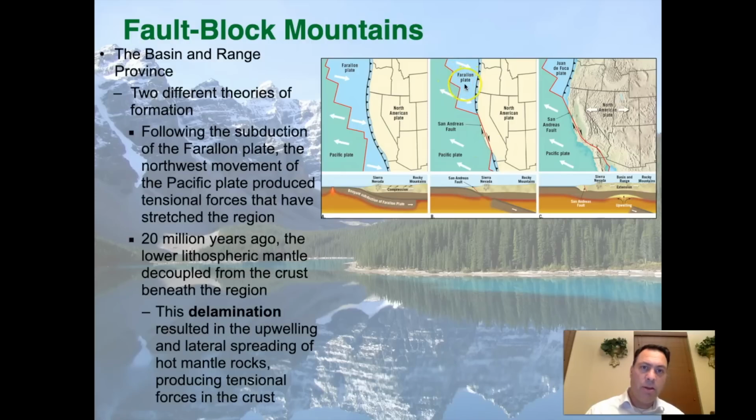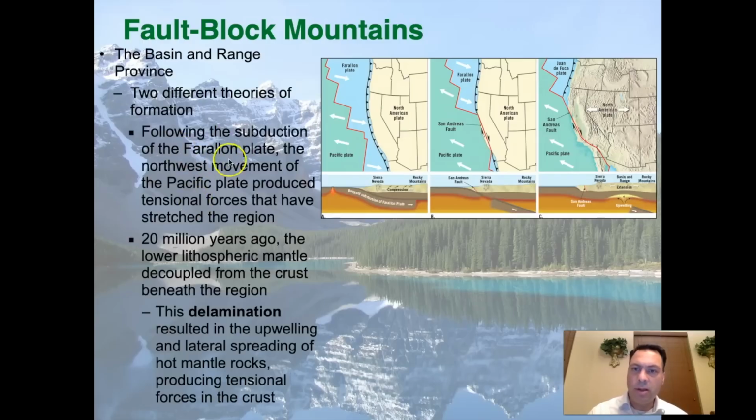And there's still a little bit of the Farallon Plate today. It's called the Juan de Fuca Plate up here in the Pacific Northwest, and that's what creates the Cascades. This is the volcanic system, or the roots of the volcanic system that produce Mount St. Helens and Mount Lassen, very active volcanoes that have erupted in the last 150 years.